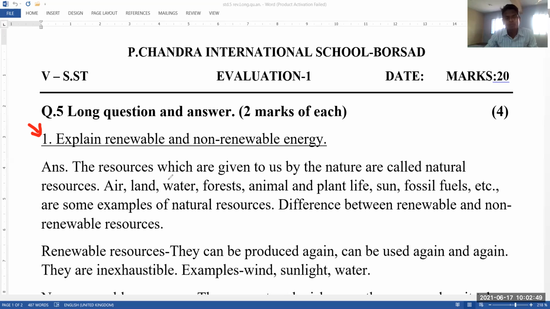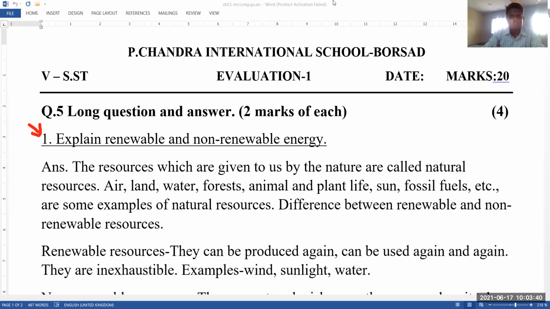First question from chapter number 5. Explain renewable and non-renewable energy. And the answer: the resources which are given to us by nature. At the beginning of this chapter, my dear students, what I explained to you is to just observe your surrounding area, observe nature. Lots of things are there. So the resources which are given to us by nature are called natural resources. And the examples are there on your screen right now: air, land, water, forest, animals, plant life, sun, fossil fuel, etc.